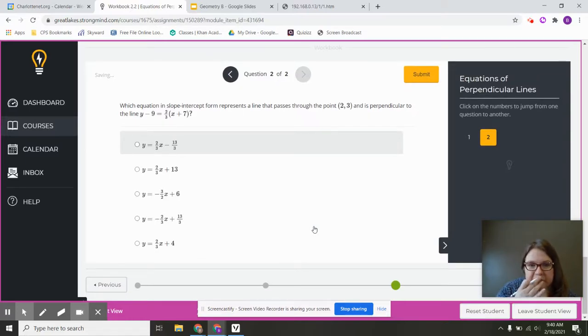So it says passes through that point and is perpendicular to that line. That line is in point slope form, but I'm just going to start by writing down the point 2, 3. And I'm going to write down y is equal to, so I'm going to focus on this slope right there. That slope says it's positive 2/3. So I know the perpendicular would be negative 3/2 because I flipped it.